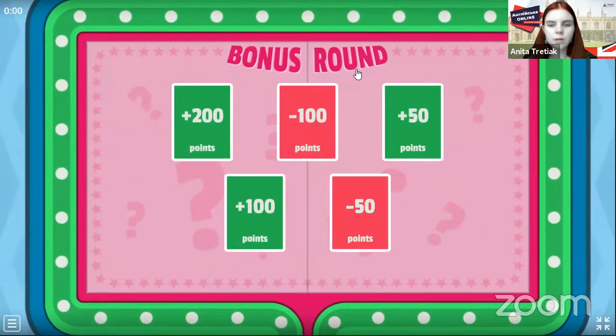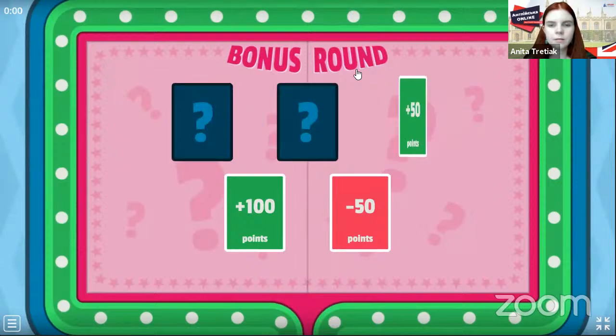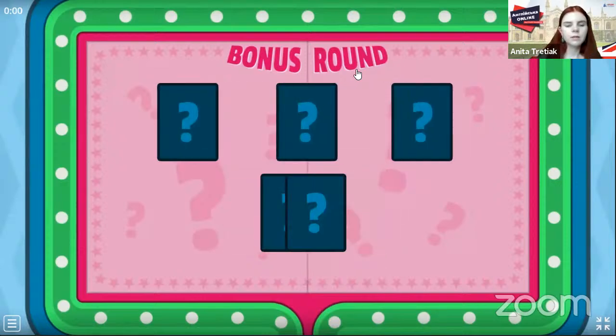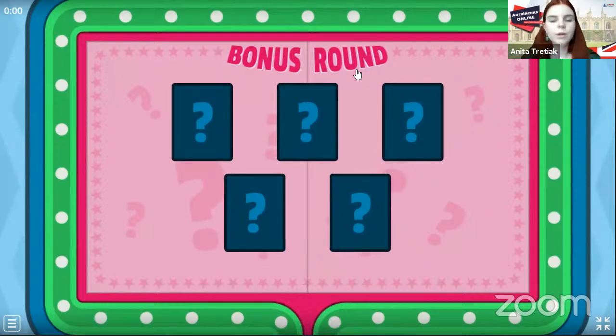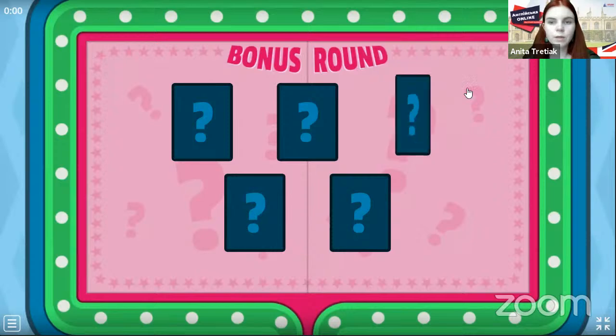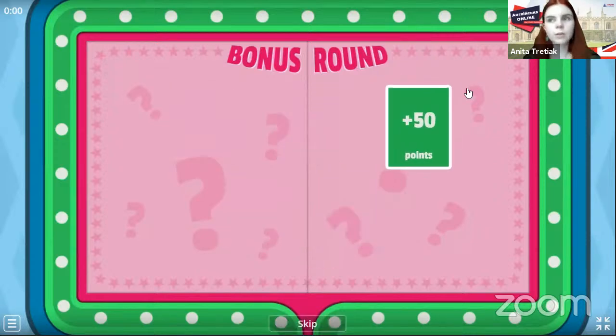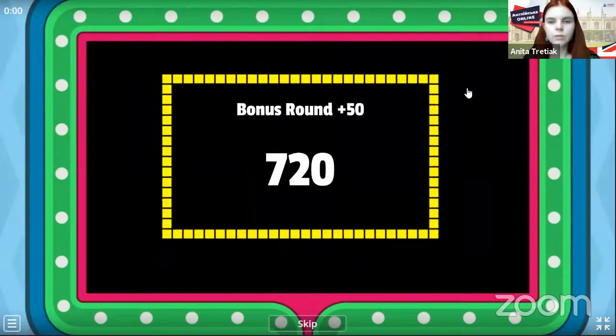Bonus round. Okay, again. Guys, I hope that you can help me choose the good points. Okay, so which one? 1, 2, 3, 4, or 5? Help me choose, please. I don't know what to choose. Okay, so let it be this one. 50 points. Okay, at least we don't lose points. That's really good.